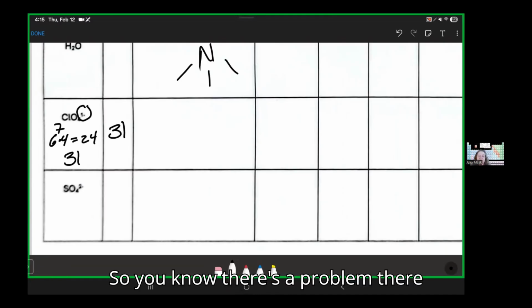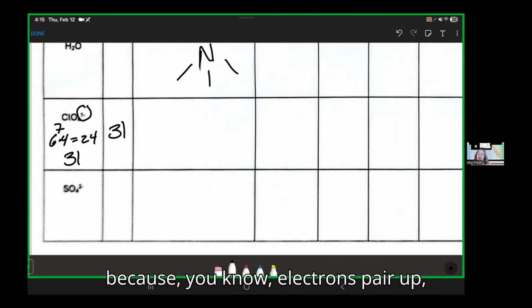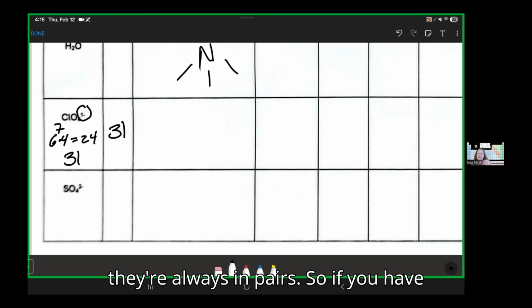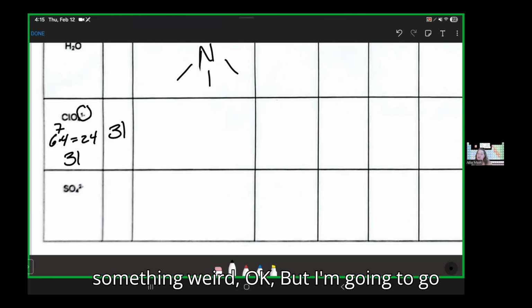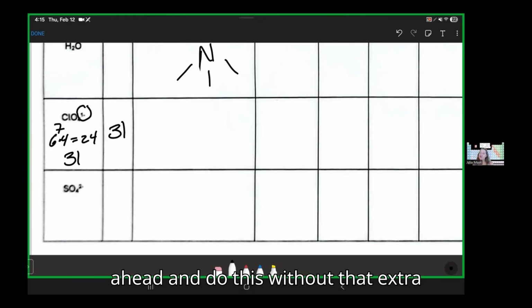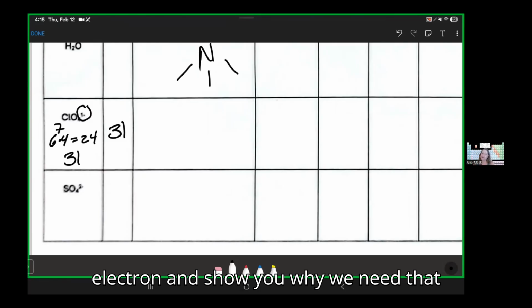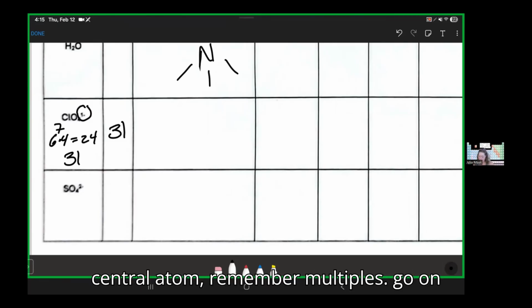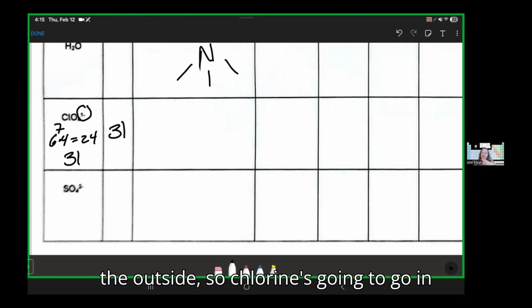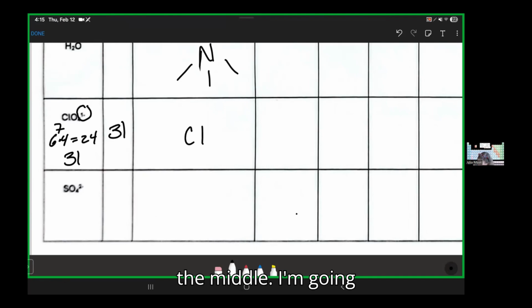So you know there's a problem there, because electrons pair up. They're always in pairs. If you have an odd number of electrons, you did something weird. But I'm going to go ahead and do this without that extra electron and show you why we need that extra electron. So choosing our central atom, remember multiples go on the outside, so chlorine's going to go in the middle. I'm going to bond his 4 oxygens to him.